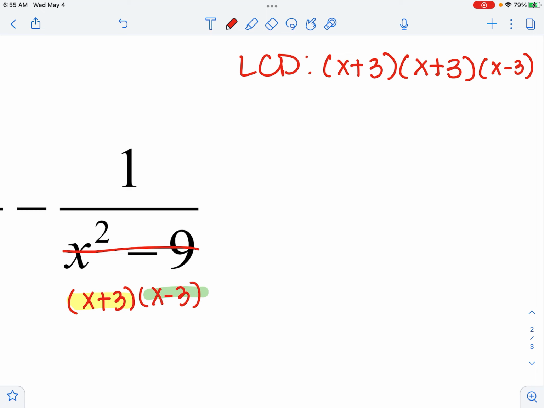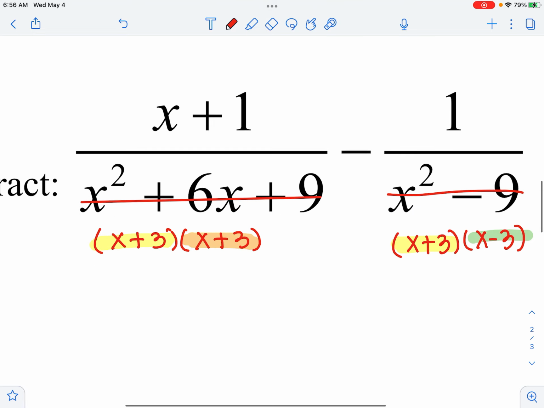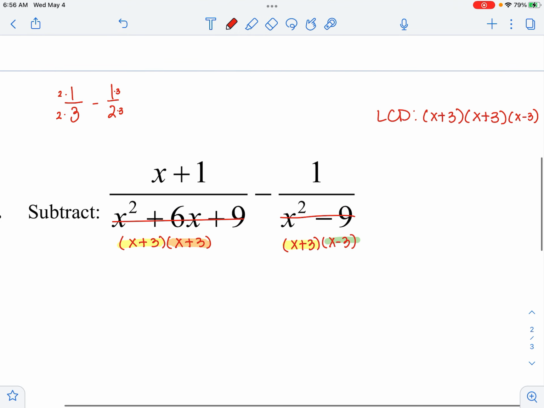That's the smallest denominator that I can get both of my denominators to be, okay? So I want both of my denominators to be that. So I look, and my first denominator has 2 of the x plus 3's, but it doesn't have an x minus 3. So what I'm going to do is multiply this by x minus 3, but whatever I do to the denominator, I have to do the numerator. So I'm going to multiply this by x minus 3 also.